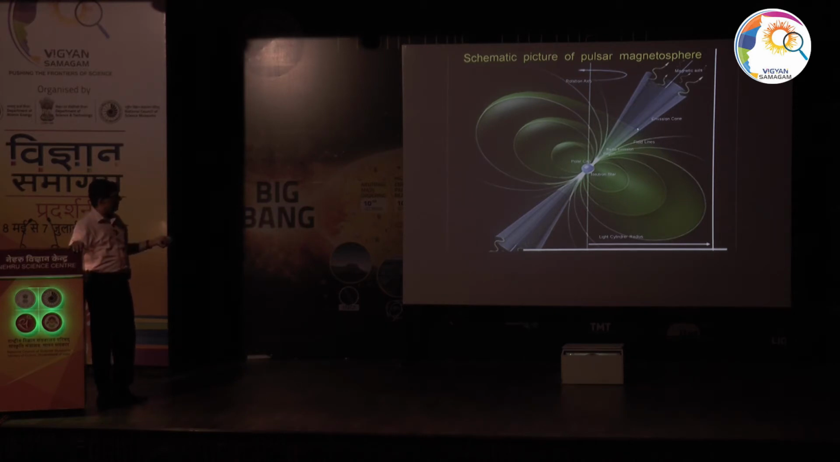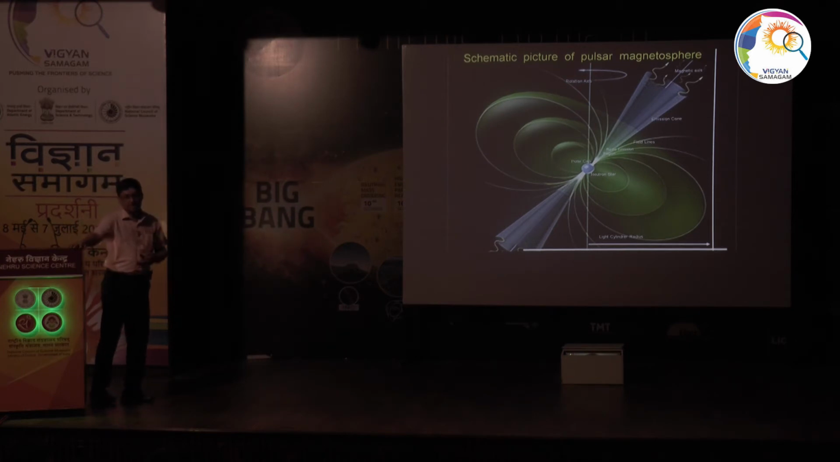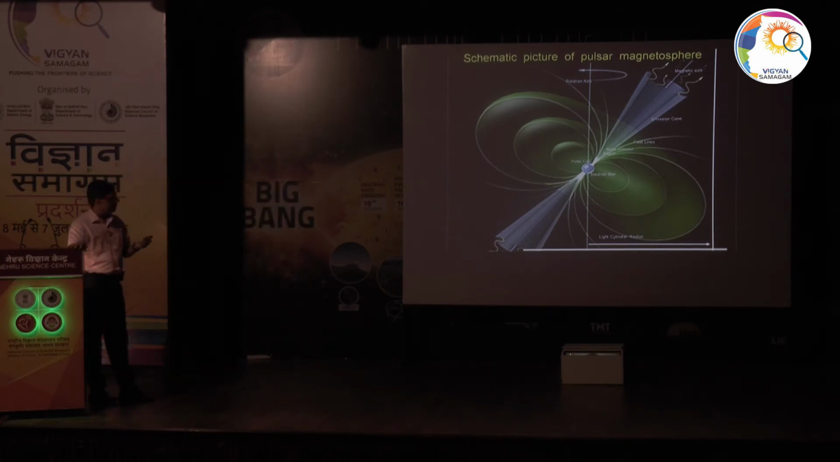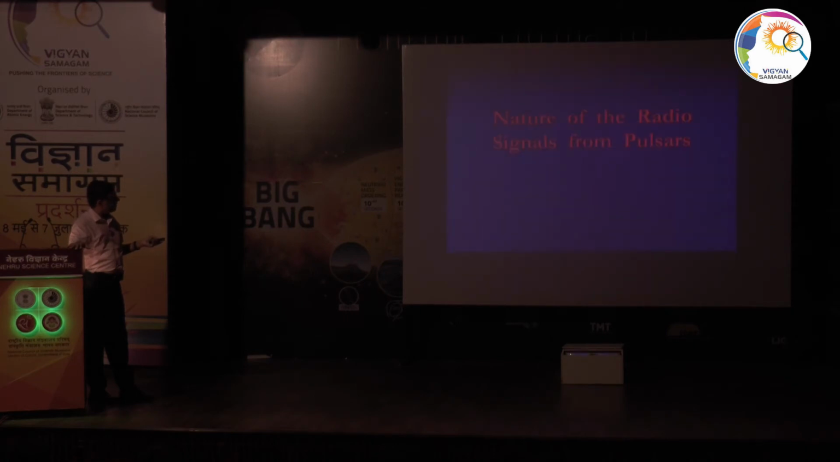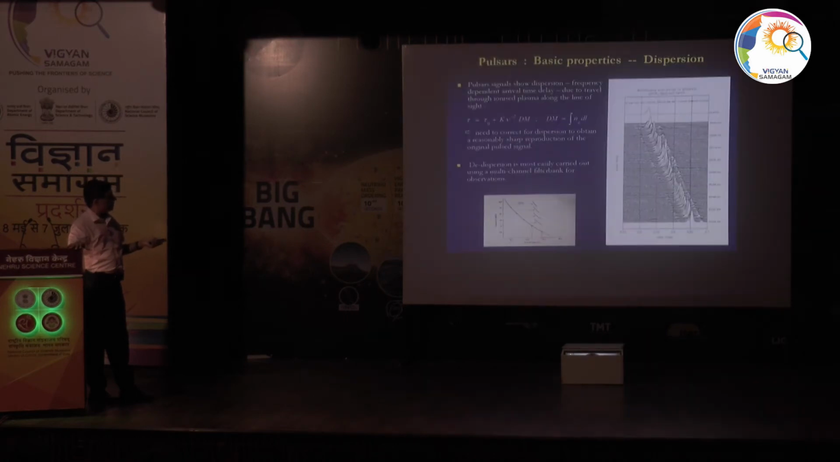We infer that the radio waves are generated a few hundred kilometers above the surface of this 10-kilometer star object. So it's something happening in its atmosphere, which is what we call the magnetosphere. And again, I can't go into the details of that, but what we can talk about is what we see.